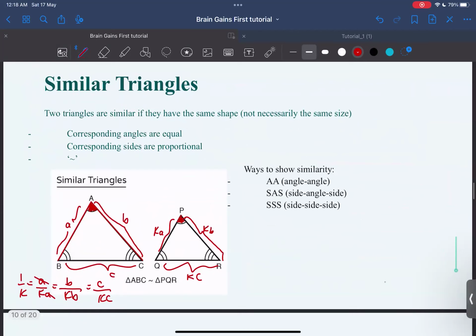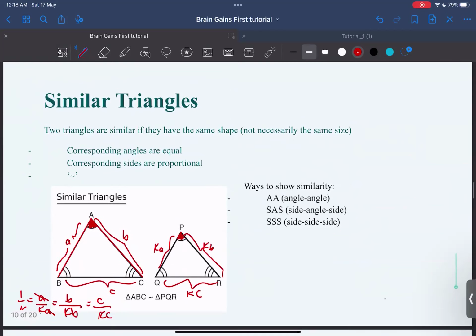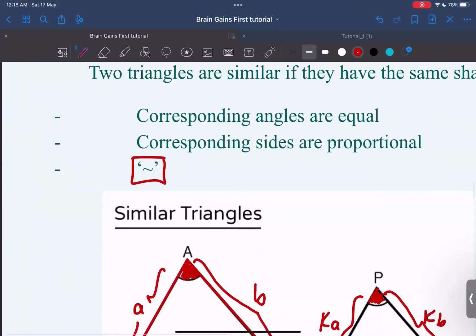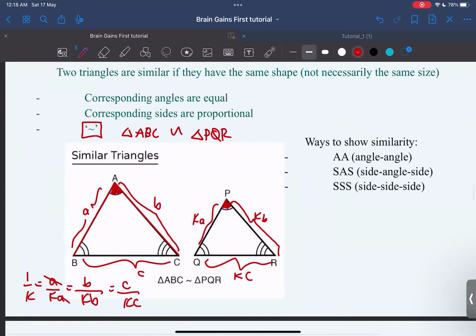Okay, I will move on. Next part is congruent triangles. Oh, and also just to mention, this notation comes up a lot. It's like a squiggle. And usually to show two triangles are similar, the notation is like ABC similar to PQR. And that just means these two triangles are similar. Yeah, it's just a notation thing.